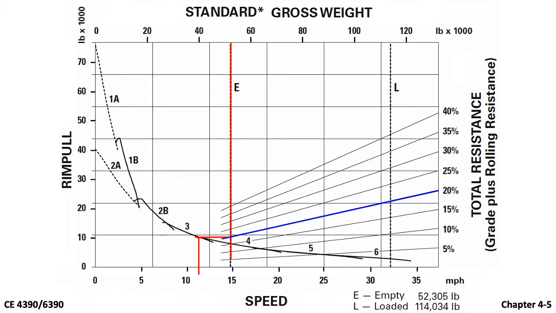So when the truck is loaded, you need to find the intercept between the L line and the 20% resistance line. So you repeat the process, and you can get the maximum speed of around 5 miles per hour.